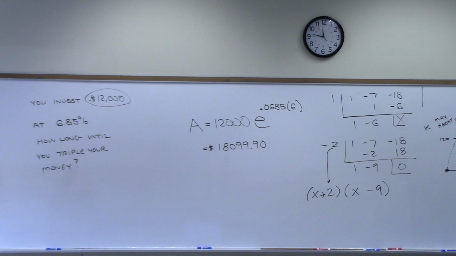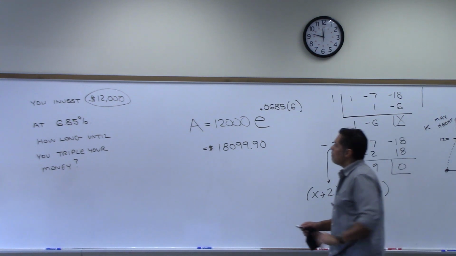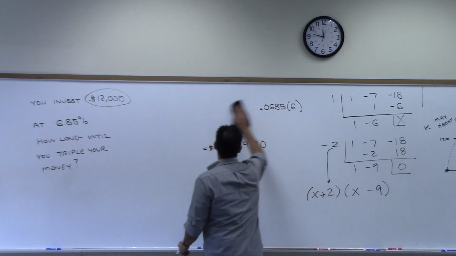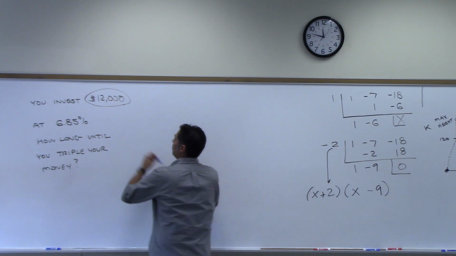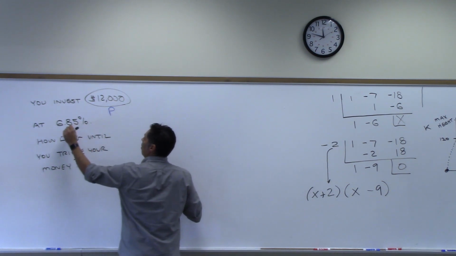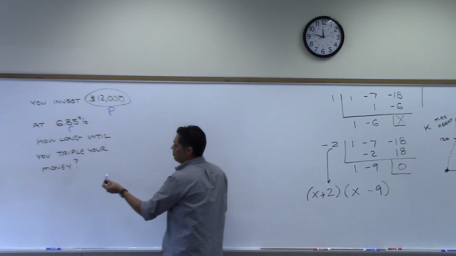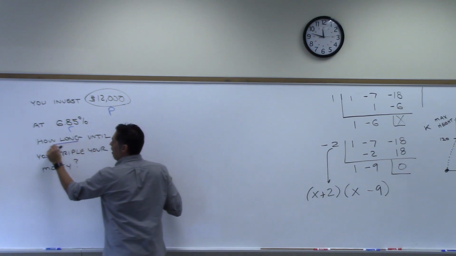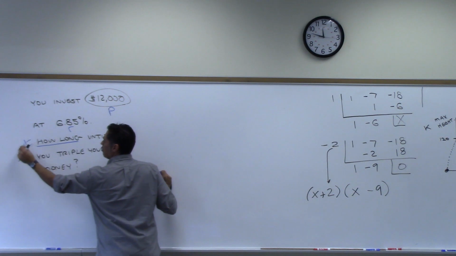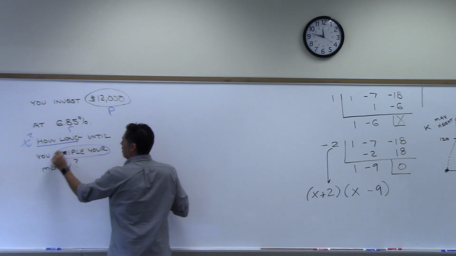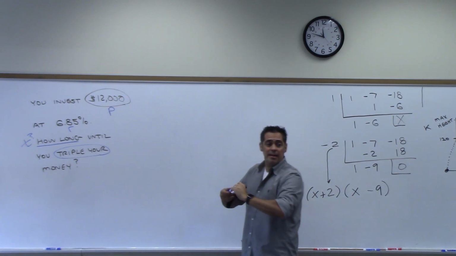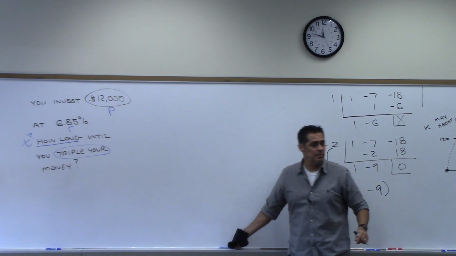Same formula, right? Except now I've given you what? P, right? This is the amount you put in. I've given you R still. You have to convert it to a decimal. I'm asking how long, right? So time is what we're solving for, and tripling our money means that the amount at the end needs to be 3 times bigger than that.